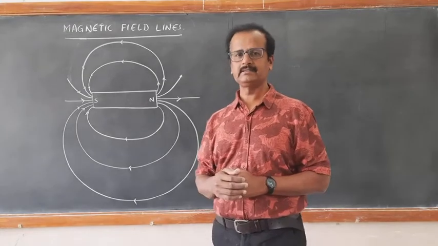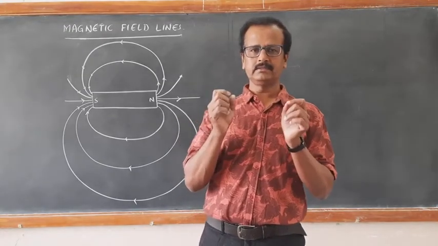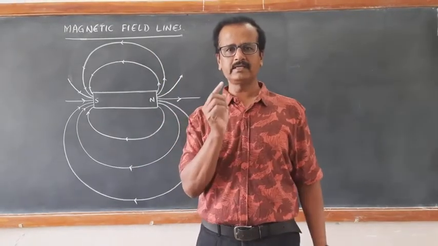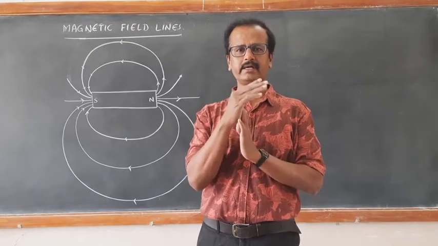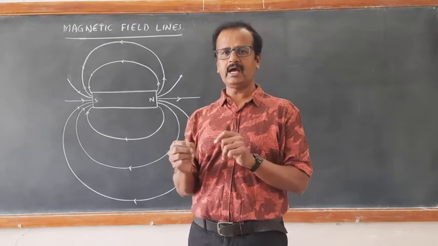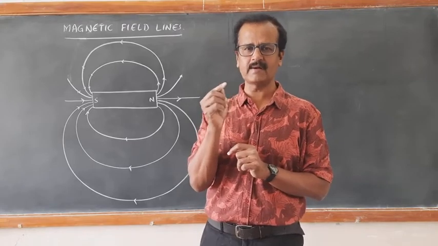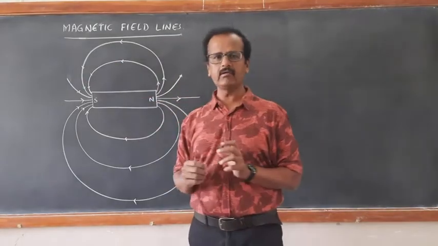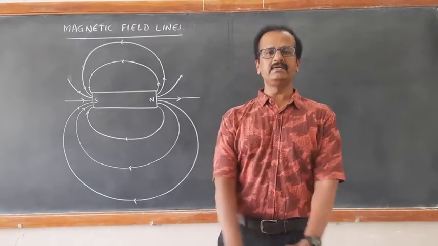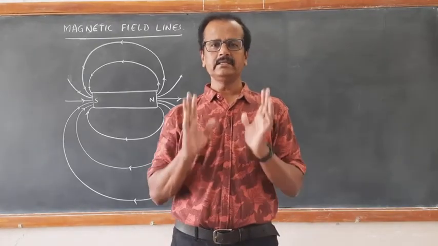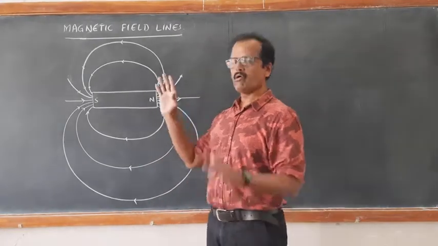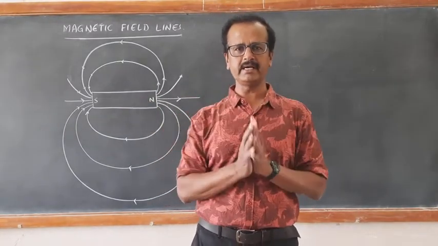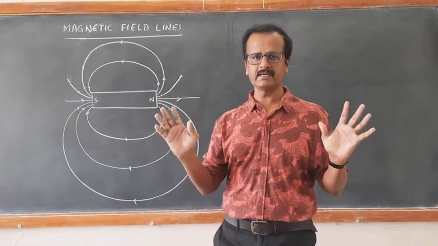When you take a compass and keep it at different locations around the magnet, the compass needle gets deflected, oriented in different directions. As you go on tracing the direction in which the compass needle gets deflected, you get a line. This curved line is called a magnetic field line. So a magnetic field line is a line or a curve, and the tangent drawn at any point gives us the direction of the magnetic field. This is how we have defined a magnetic field line.